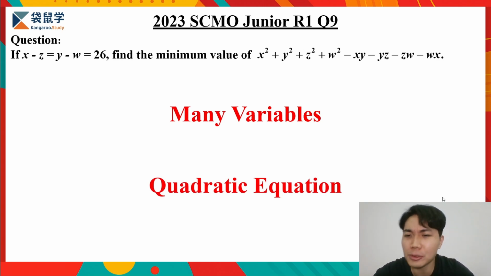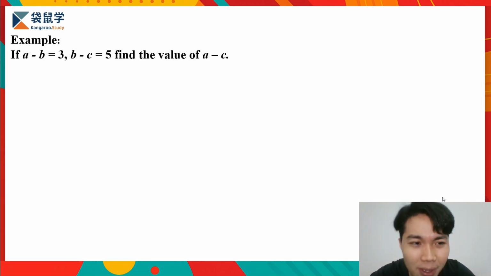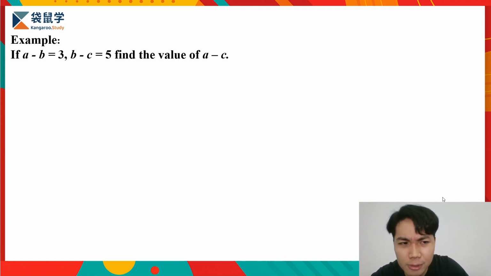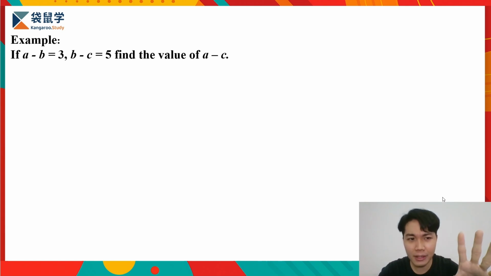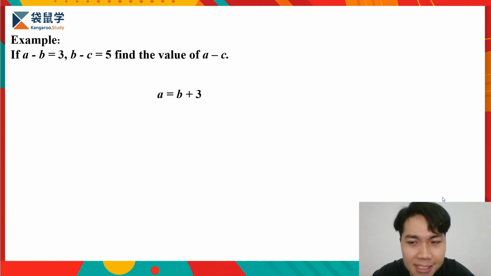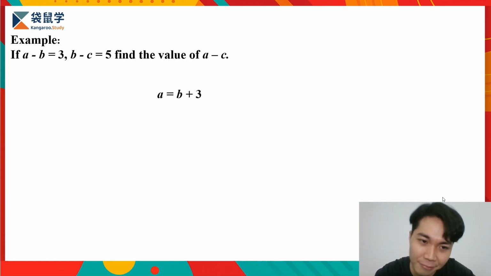First, what do we do if there are many variables? Have a look here. Let's say we have this example. A minus B is 3 and B minus C is 5. Find the value of A minus C. Here we realize that both A and C can be represented in terms of B. If we want to find the value of A, A minus B is 3, so we can just shift the B over. A is actually B plus 3. And same with C, it will be a bit different. It will be B minus 5.